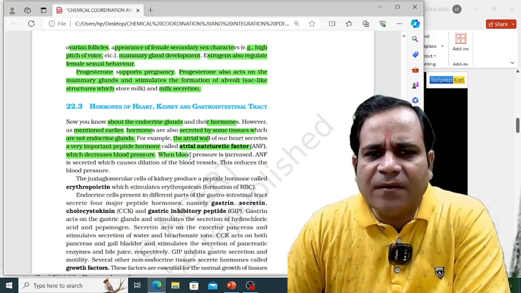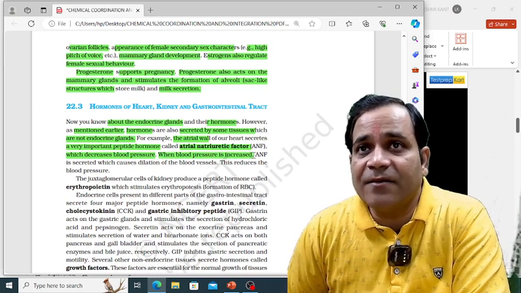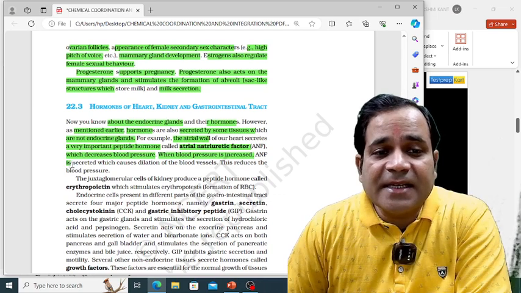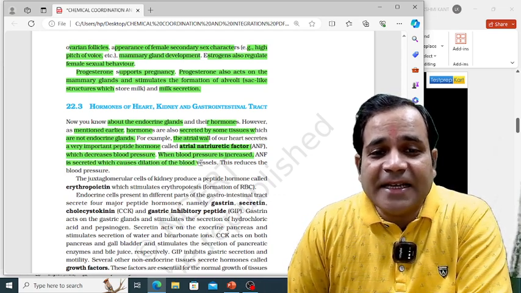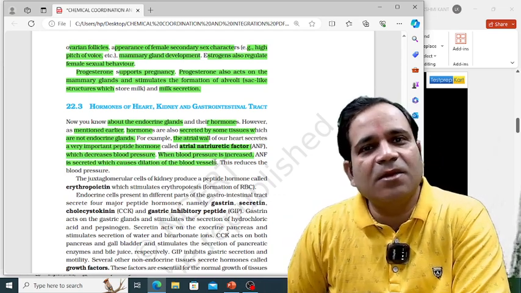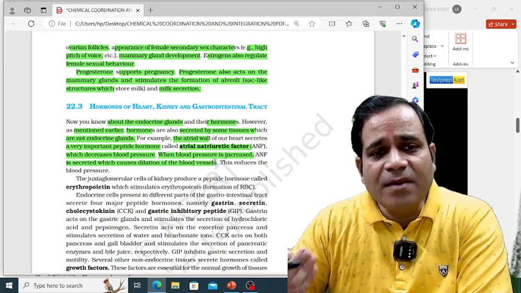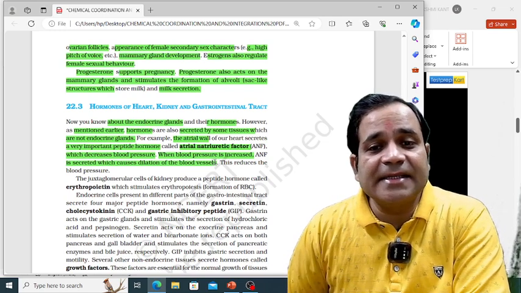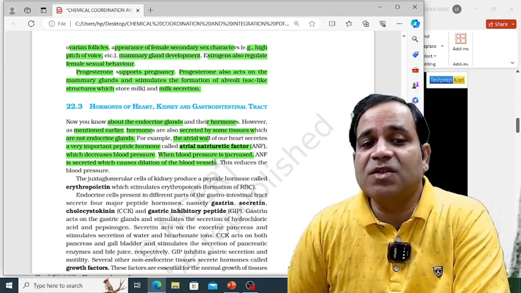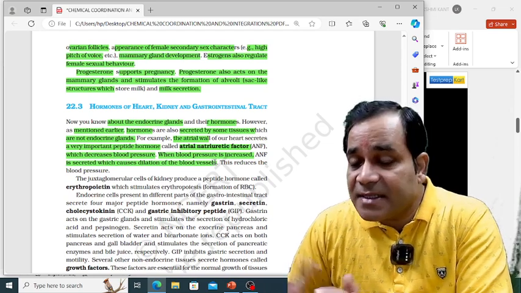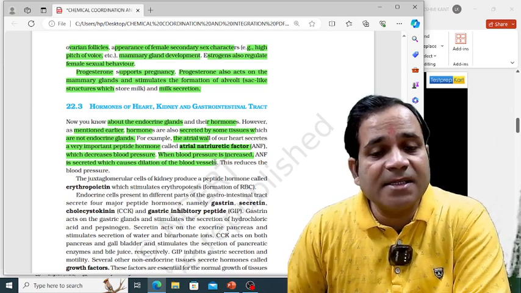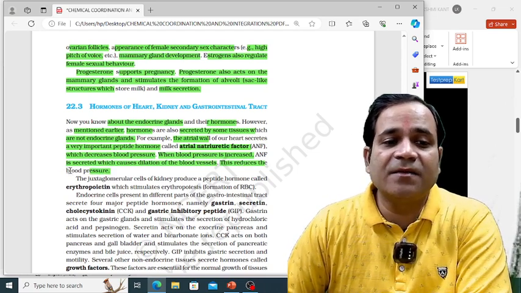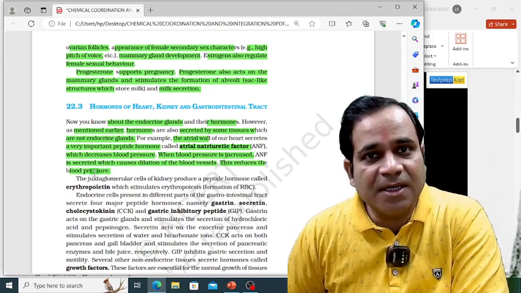The function of this ANF is to decrease blood pressure. Once the blood pressure increases, ANF is secreted, which causes dilation of blood vessels. And once the dilation of blood vessels takes place, my dear, this reduces the blood pressure. Getting my point?